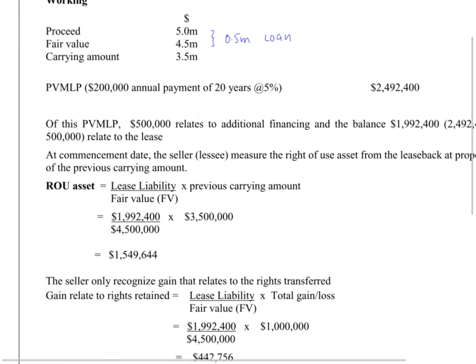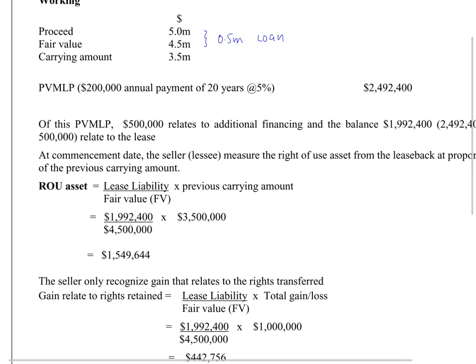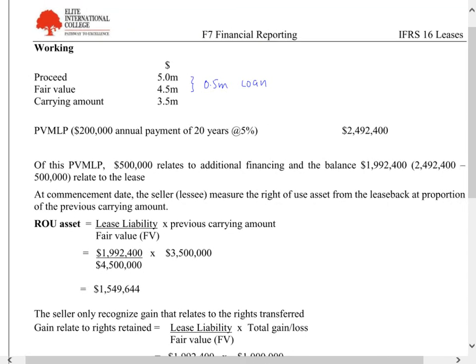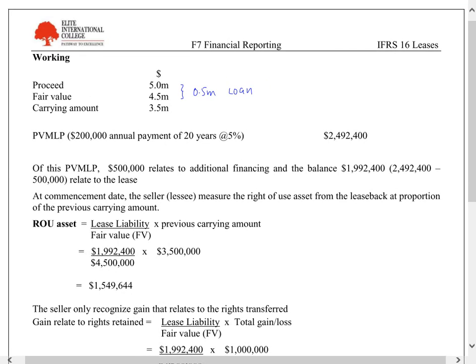Now, of this present value of minimum lease payment, 500 relate to additional financing, so we must take it out these different loans here. So when we take out the different loan of 500,000, the balance here left is 1992. Is it okay? So 500,000 is related to loan, so we take out the present value of minimum lease payment is 1992. So first we need to know how much of the proportion that we're going to recognize and retain.